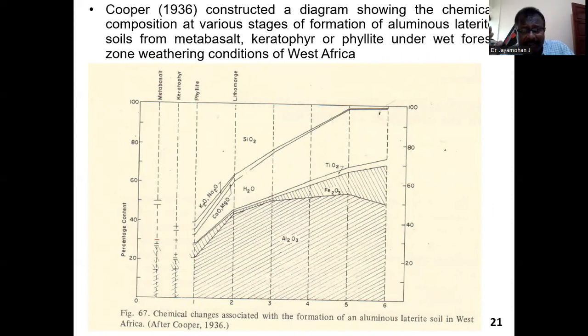In 1936, Cooper constructed a diagram showing the chemical composition of lateritic soil at various stages of its formation. The initial stage he terms metabasalt, and as the stages change, then comes the stage of keratophyre or phyllite, then the stage of lithomarge, and so on. These are the variations of various components at various stages of formation of laterite.